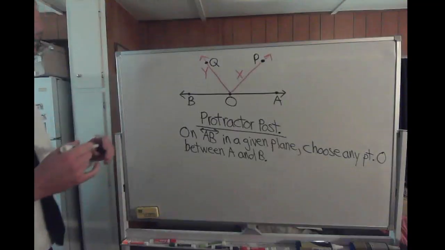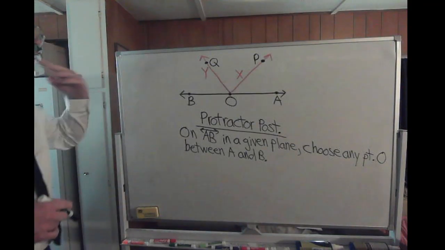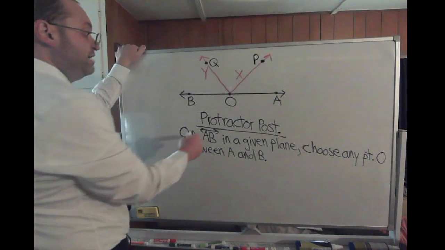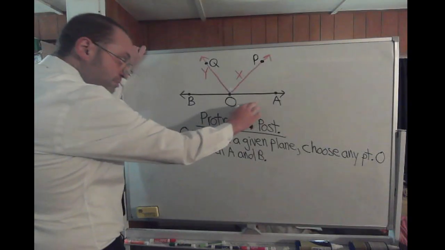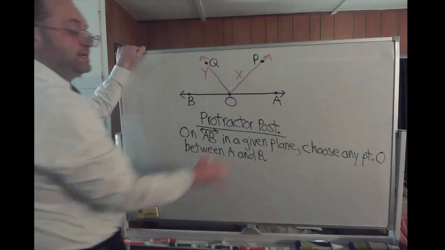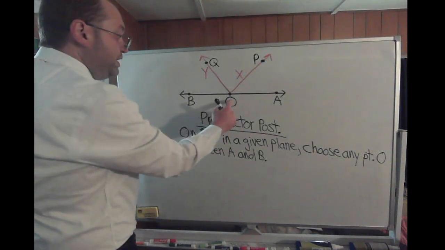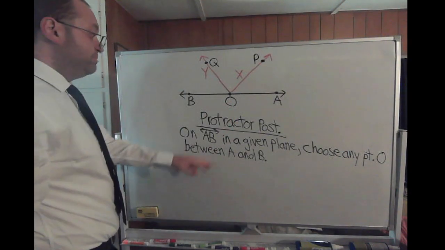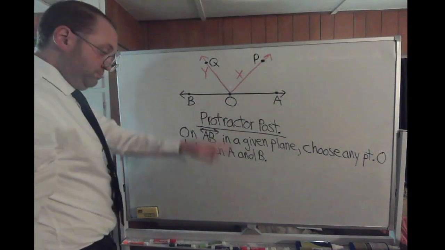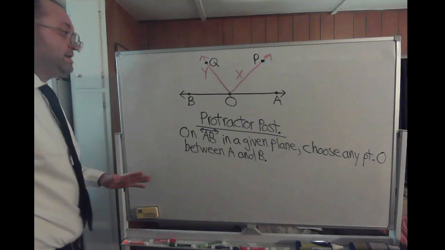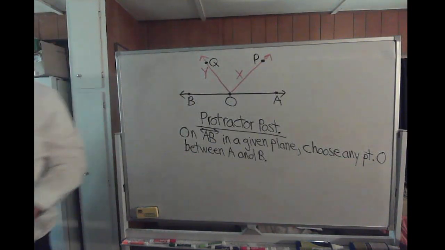I'll give everyone a chance to catch up if you're writing this down, but so we have a line AB here, right, at the very bottom of this diagram. It's in a given plane. A line's always in a plane. You choose any point O, which we have here, between points A and B. So we see that so far, right? Okay, so we're there so far.